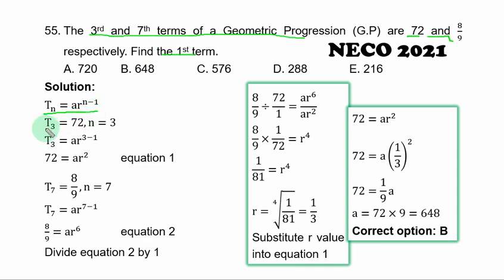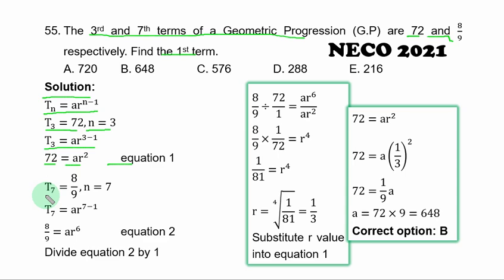The third term is 72. At that point, n is equal to 3. You replace n by 3 in the nth term formula, you have this result. T sub 3 is equal to 72, and that is equal to ar squared. Let's call that equation 1. The third term, okay, we have done that.